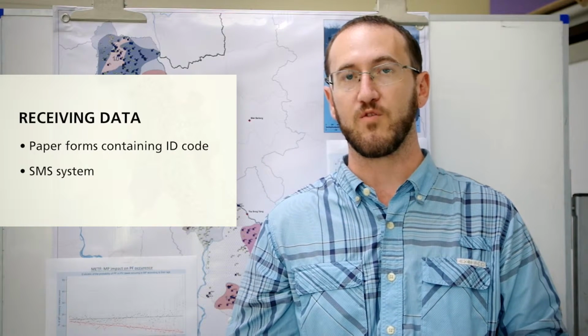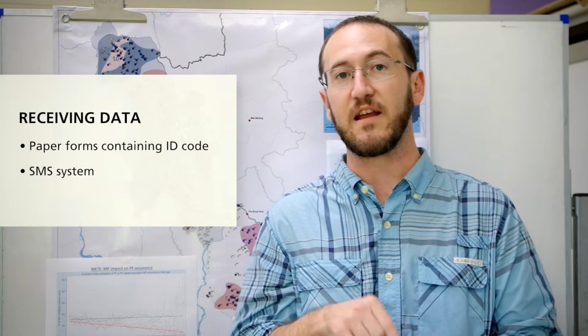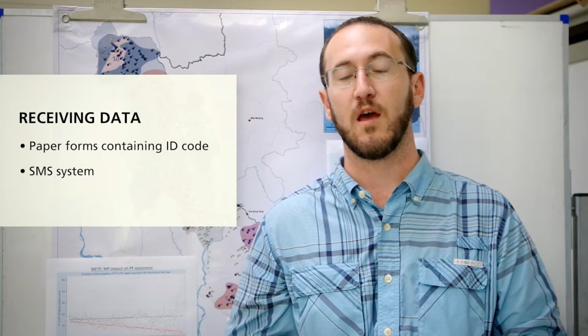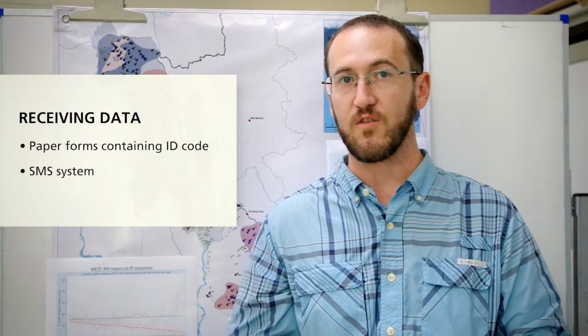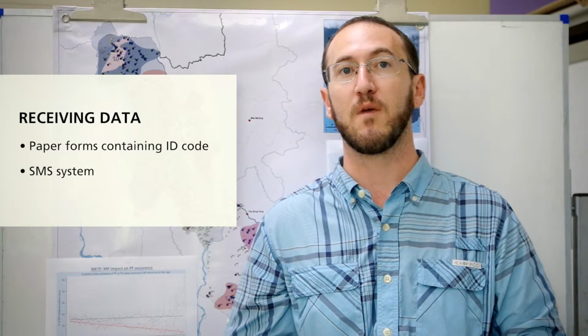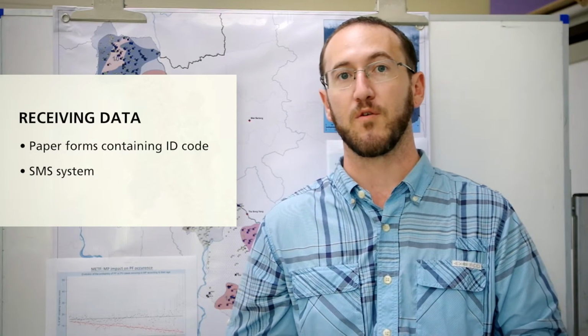In other places, we've been able to set up an SMS system for receiving this data. That is, we've distributed a set of smartphones to malaria posts. People enter the weekly data there, and they can just text the data back to us at our headquarters. In both cases, though, the data are linked using this identification code in our geographic information system, and we're able to monitor the stocks in malaria posts and the caseloads in the malaria posts.